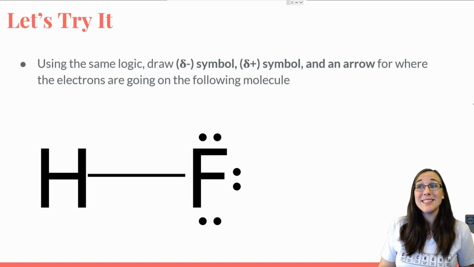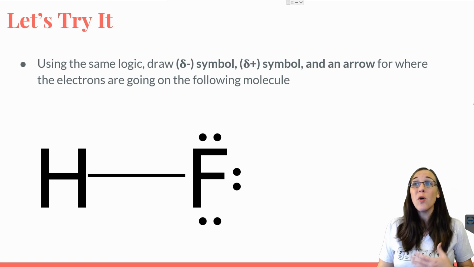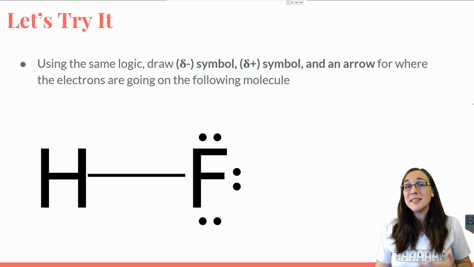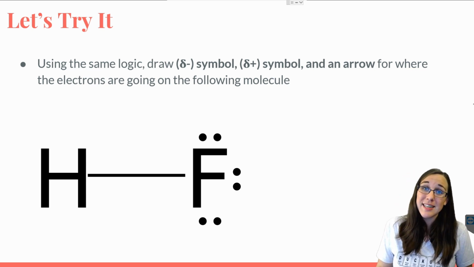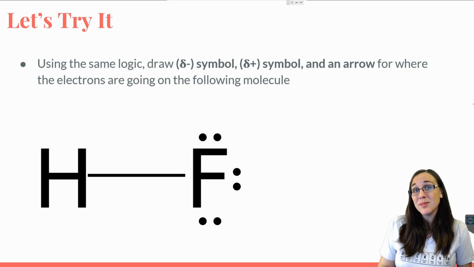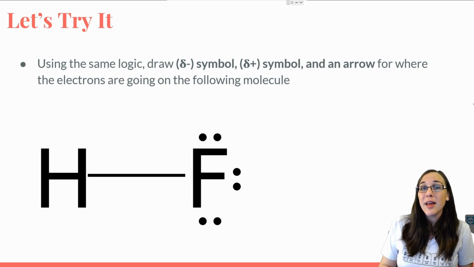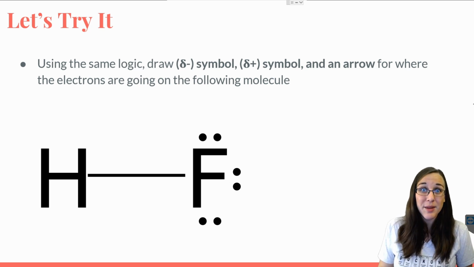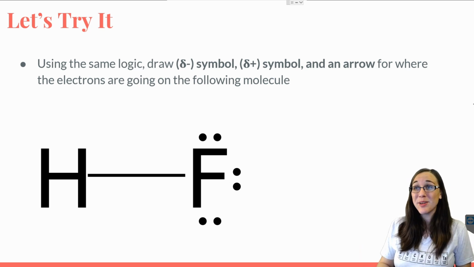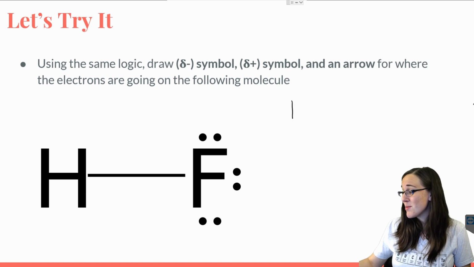So if we're going to use the same logic, let's try and draw some slightly negative and slightly positive symbols over a different molecule. This is a molecule of hydrofluoric acid. We need to compare the two atoms and see if there's a difference in electronegativity. In order to do that, we need to pull out our periodic table. If we think back to our periodic table, you should remember that the basic shape is something like this.